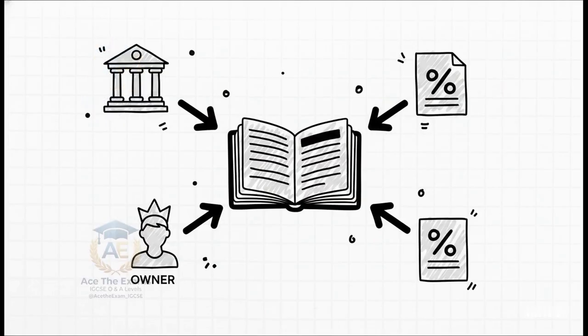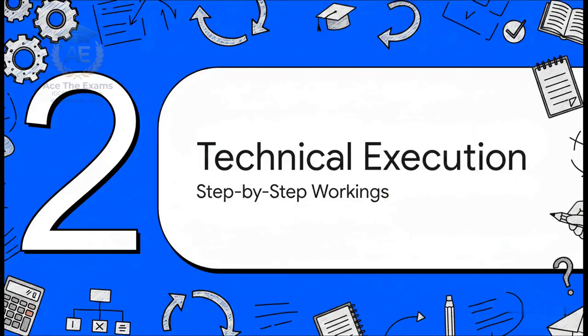And why does this deep level of transparency matter? Because external stakeholders, specifically banks, the owners, and the tax authorities, rely entirely on the integrity of these exact records to make their annual decisions. If your data's flawed, their decisions on loans, investments, or taxation are going to be completely flawed too. All right, that wraps up our concepts. Let's move to Section 2, technical execution.